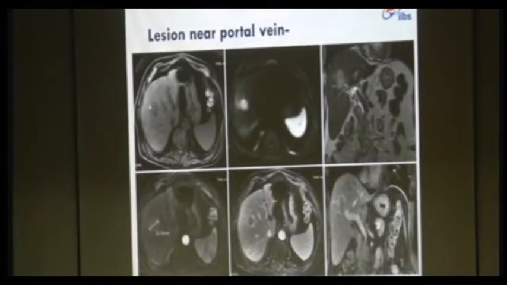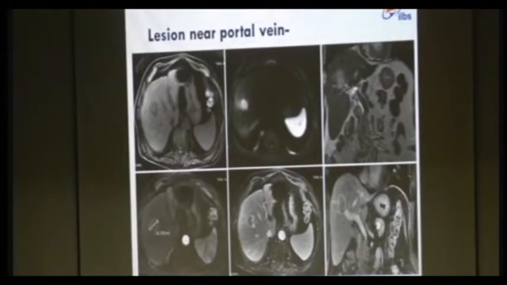We see a hypointense lesion in segment 8 showing restriction on diffusion weighted image. This coronal image shows that the T2 hyperintense lesion reaches up to the porta. On arterial phase image it is showing subtle enhancement. It measures approximately 1.3 centimeters in size.